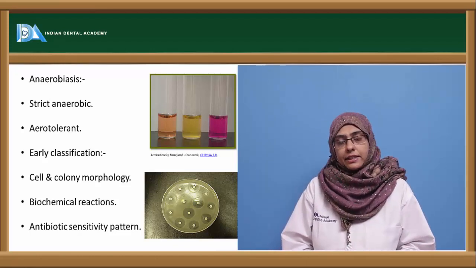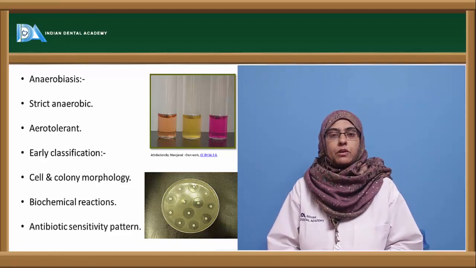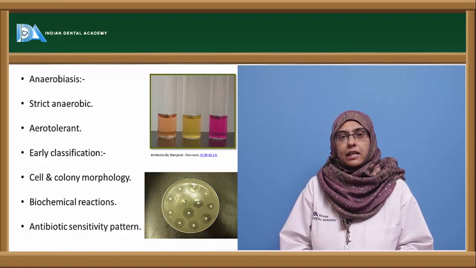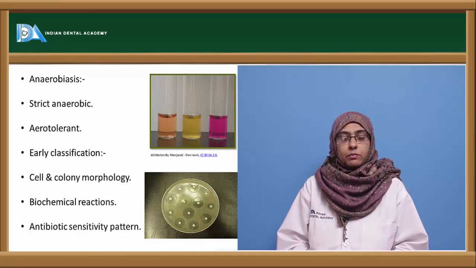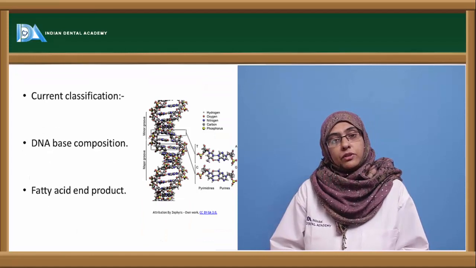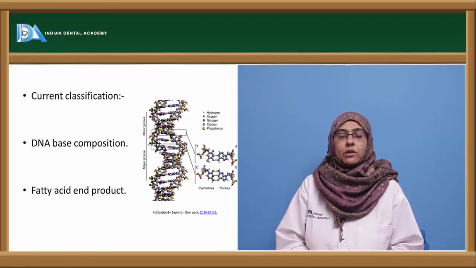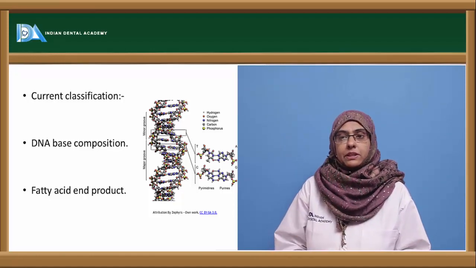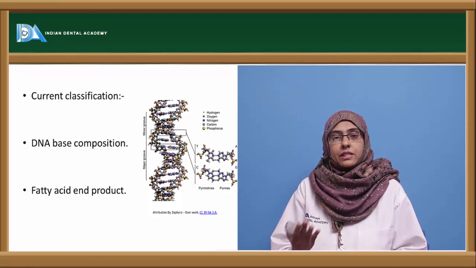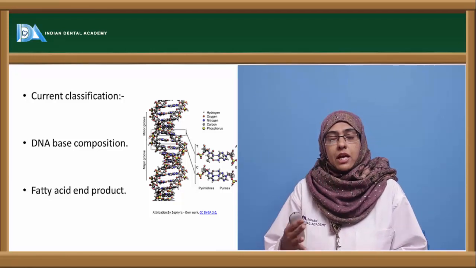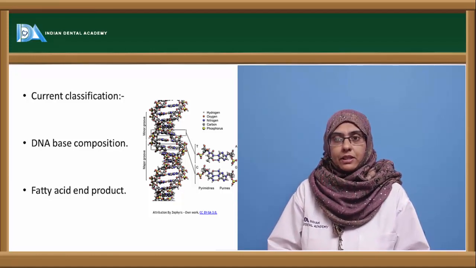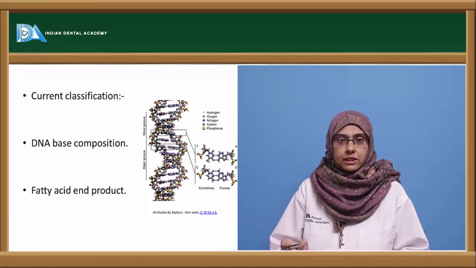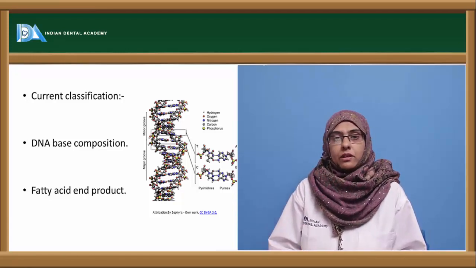These organisms were earlier classified based upon colony morphology, cells, biochemical reactions and antibiotic sensitivity testing. Now, because of the development of more sophisticated techniques, we can classify these organisms into a variety of genera, families or species, and the current classification is completely based upon molecular typing, that is the DNA-based composition, and the fatty acid end products, which is the biochemical activity of these organisms.